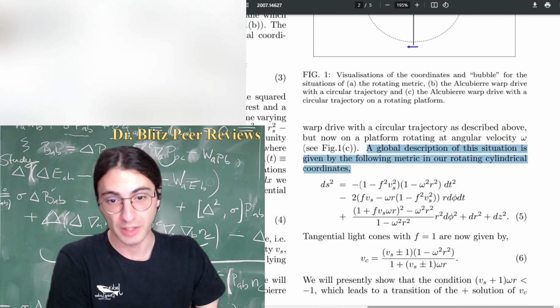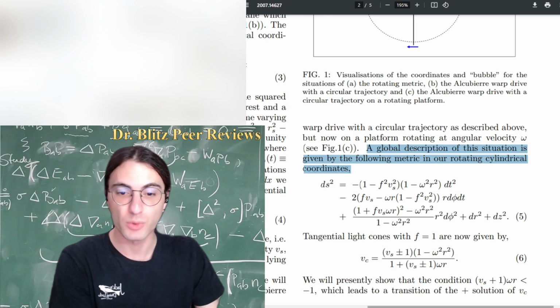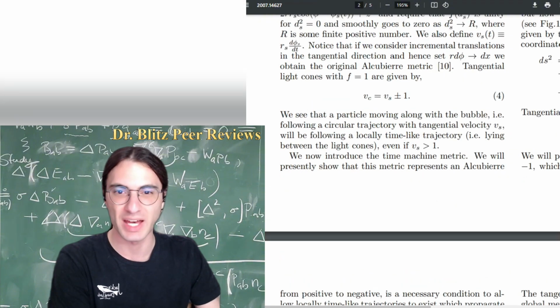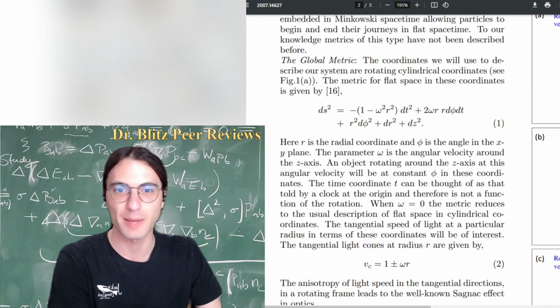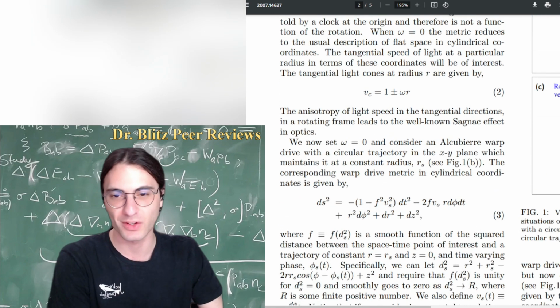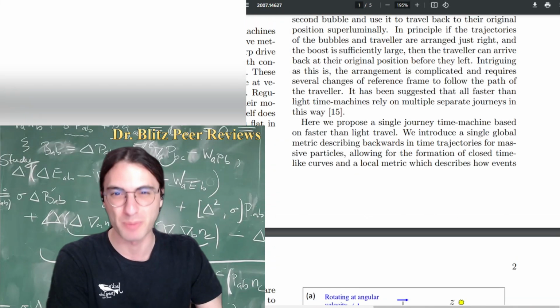So all they're doing is slapping in the rotating coordinates, or the rotating metric, and on top of that they're going to slap the Alcubierre drive. Yes, hence the title of the paper, Spinning Up a Time Machine.